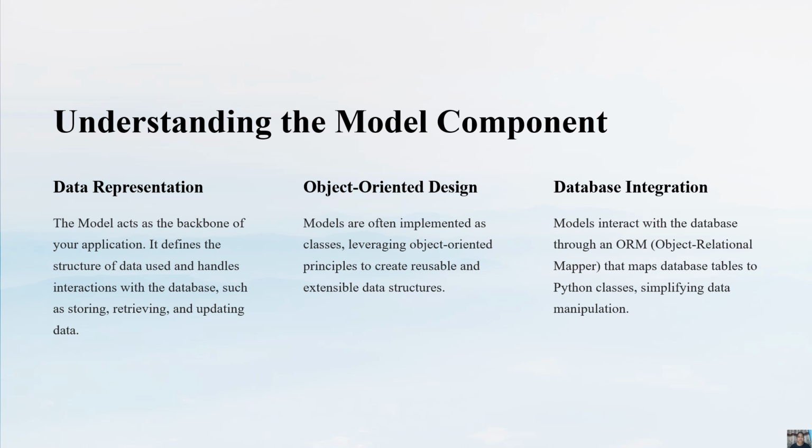Data representation. The model acts as the backbone of your application. It defines the structure of data used and handles interactions with the database, such as storing, retrieving, and updating data. Object-oriented design. Models are often implemented as classes, leveraging object-oriented principles to create reusable and extensible data structures. Database integration. Models interact with the database through an ORM, object relational mapper, that maps database tables to Python classes, simplifying data manipulation.